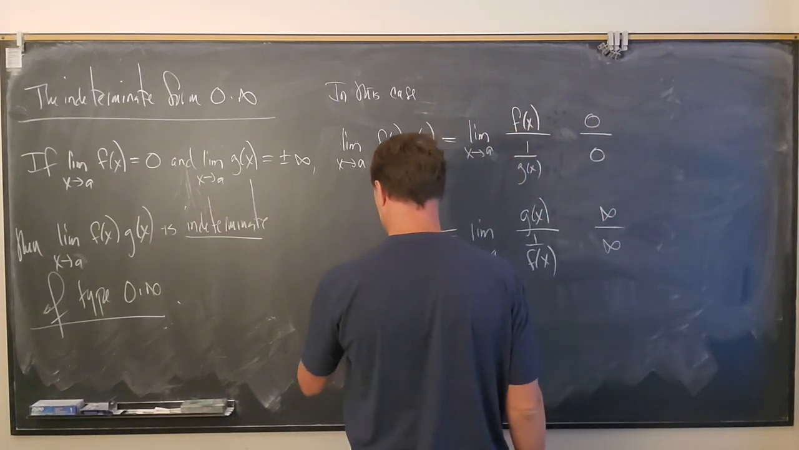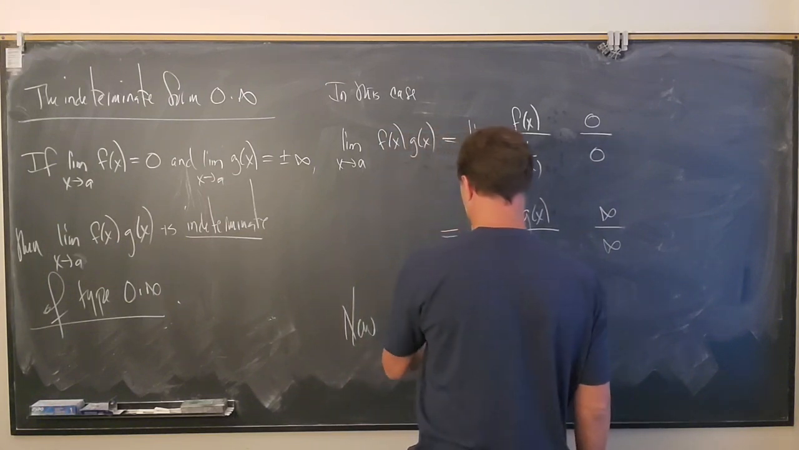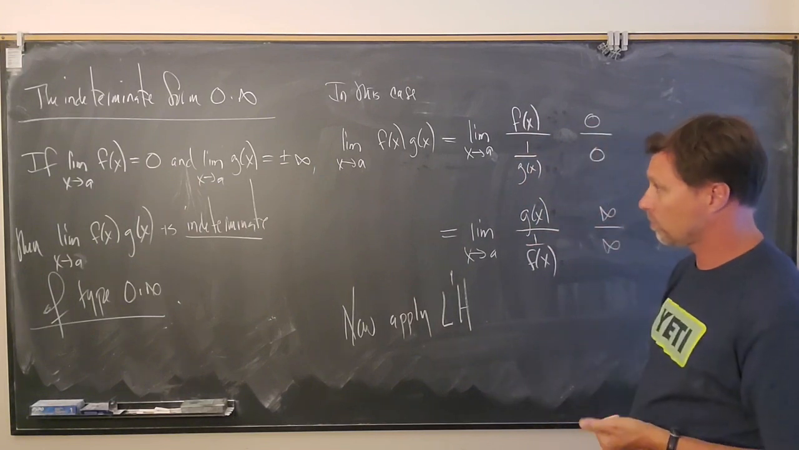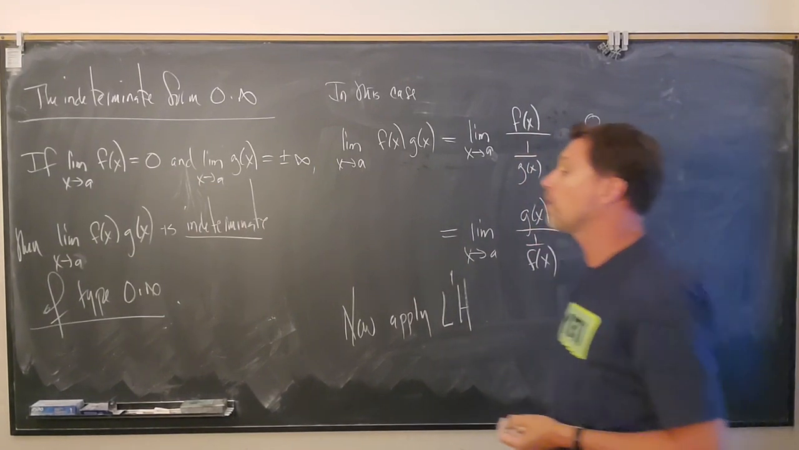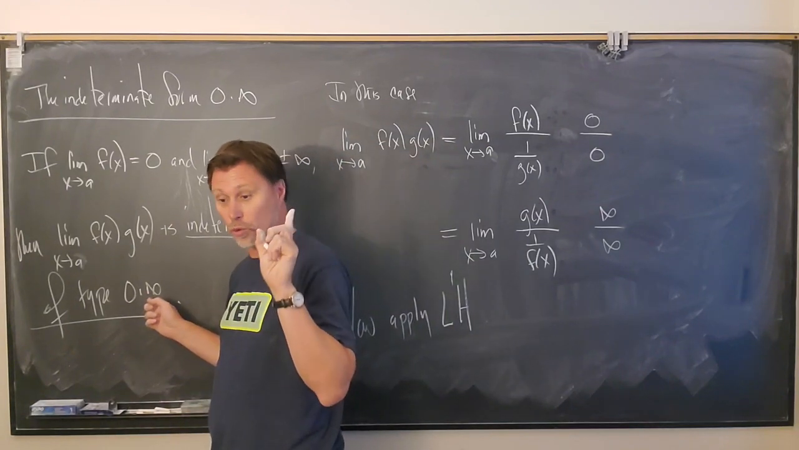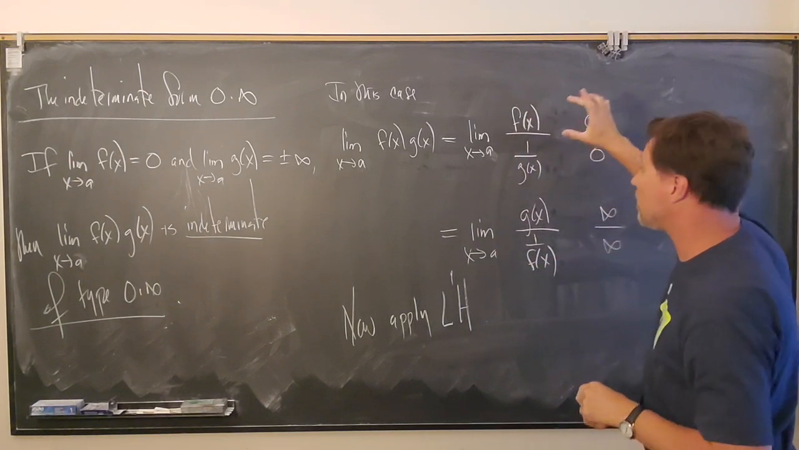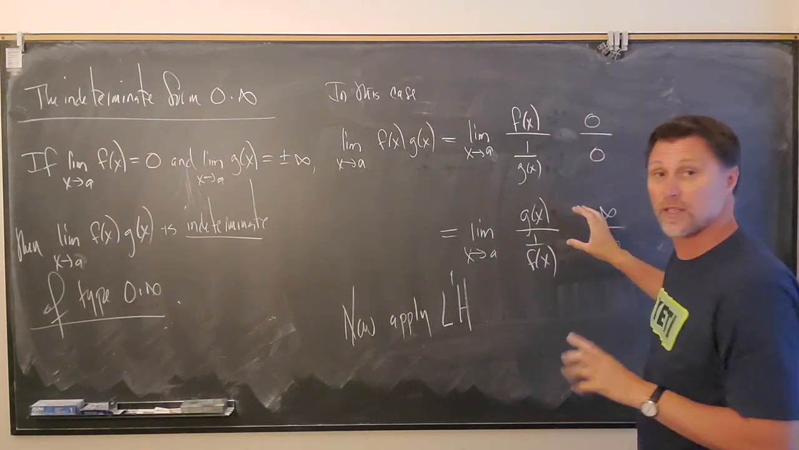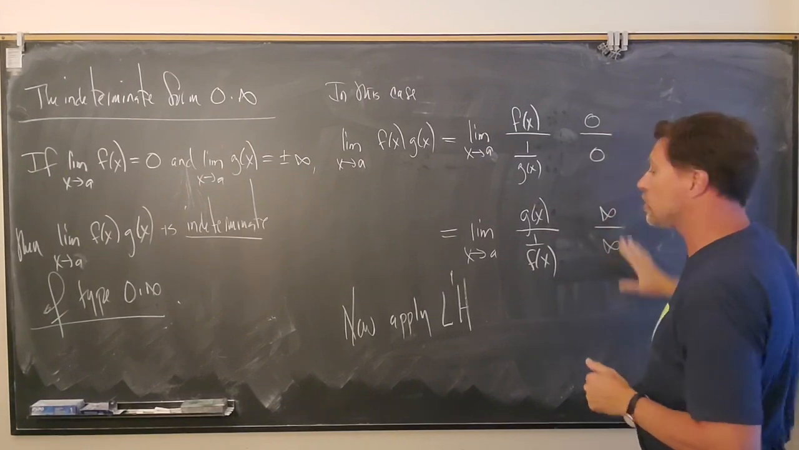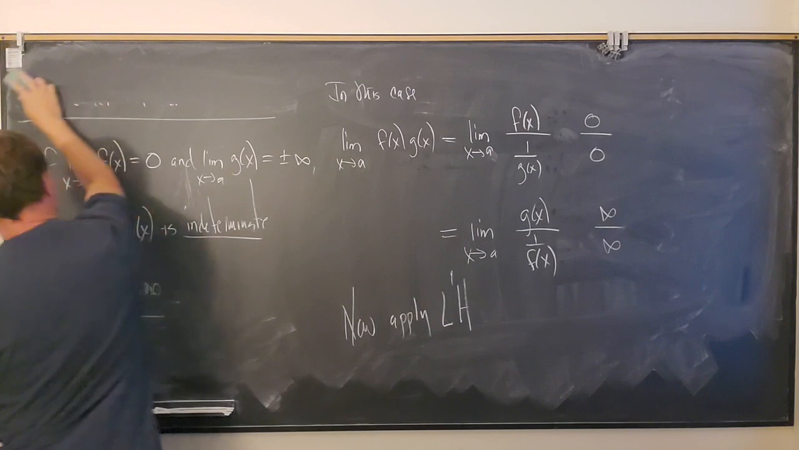So now, apply L'Hopital's rule. The point here is that if you have an indeterminate form of type 0 times infinity, you can't apply L'Hopital's rule right off the bat. What you need to do is rewrite the expression either in this form or this form, just divide by the reciprocal of one of the two functions, then you're in position to apply L'Hopital's rule. So let's look at a couple of examples.